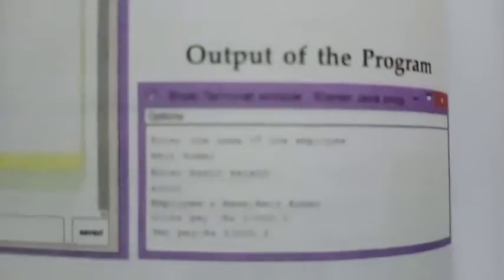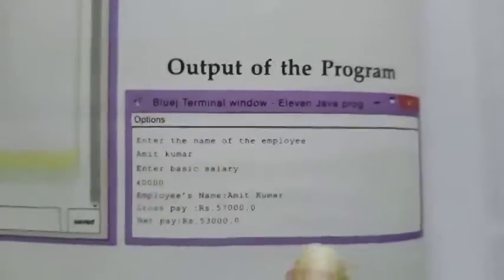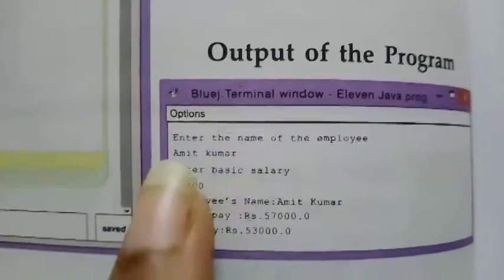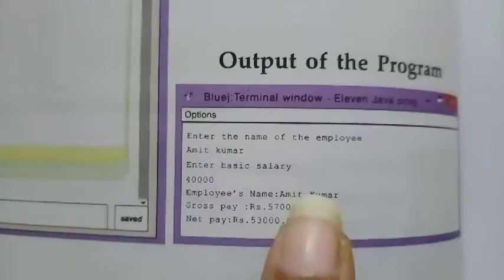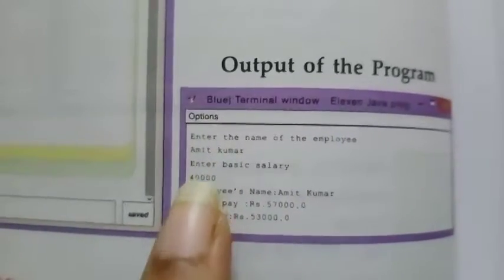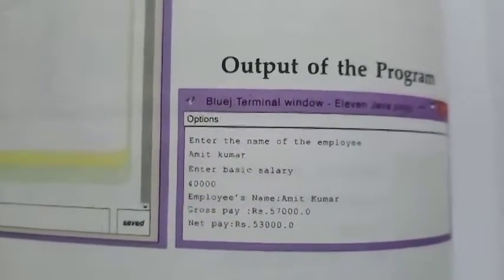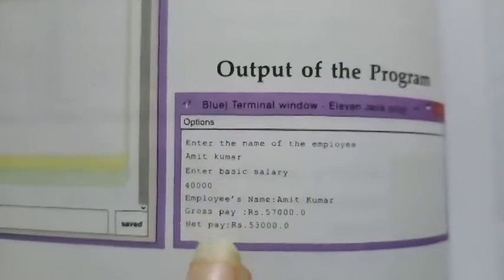See the output here. This is your program. They have typed it and it will be executed. After execution, you will be getting the terminal window like this. See, enter the name of the employee. They have given the name here. Then basic salary is 40,000. According to this basic salary, everything will be calculated and now they are displaying it.